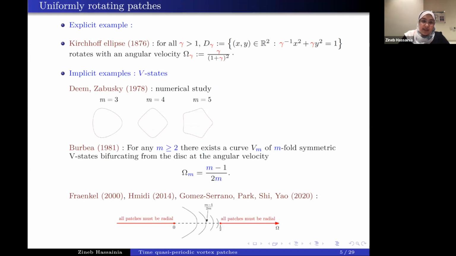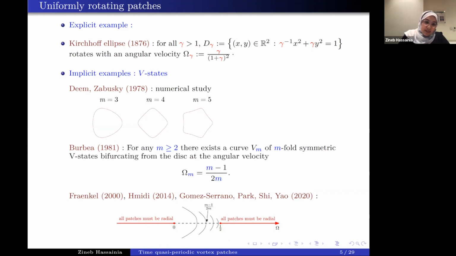The first example of a non-trivial rotating solution goes back to Kirchhoff. If you start with an ellipse with aspect ratio gamma, then it is going to evolve by rotation around its center with an explicit speed related to its aspect ratio. This is the only explicit example of a rotating solution that we know so far. However, other implicit solutions are known.